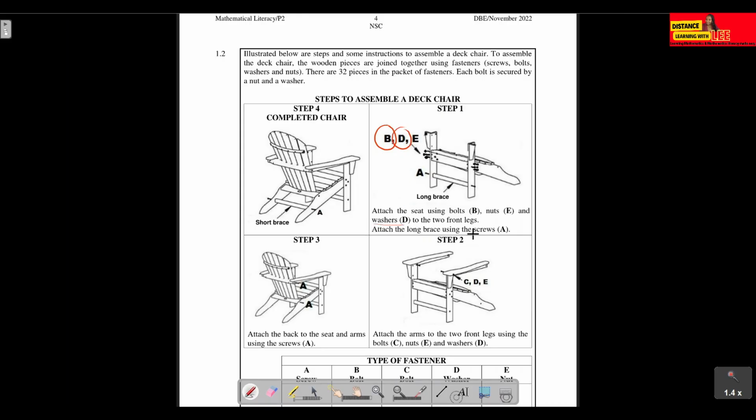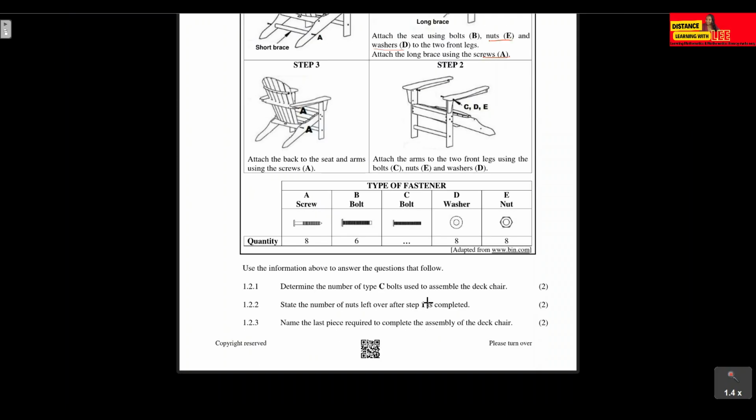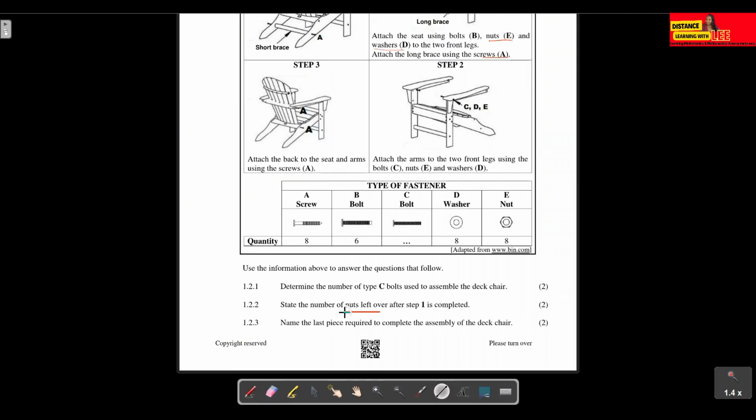We made use of nuts. And we also made use of screws, to basically attach the long brace there. Now the question is asking us how many nuts were left over after step 1 is completed. We already know that the nuts are indicated by our E. How can we determine that?